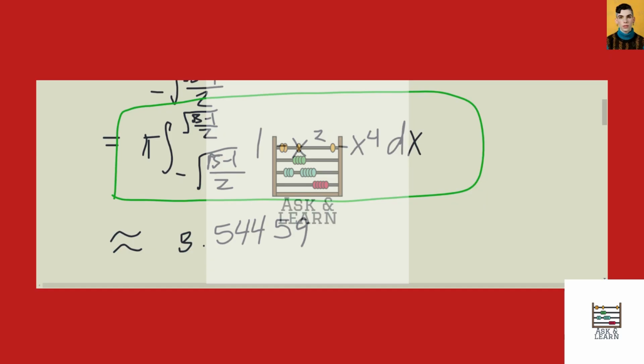Which, if we're rounding to 5 decimal places, this is 3.54460.